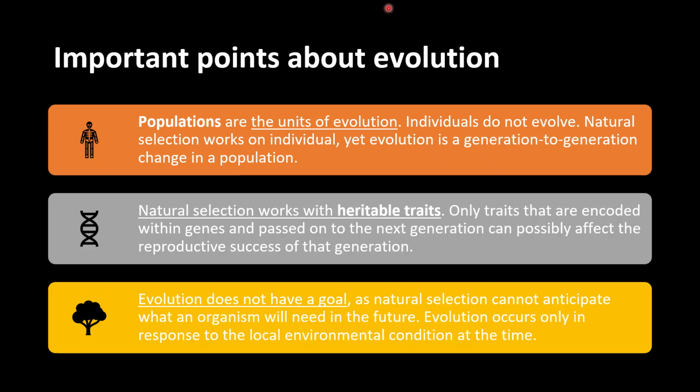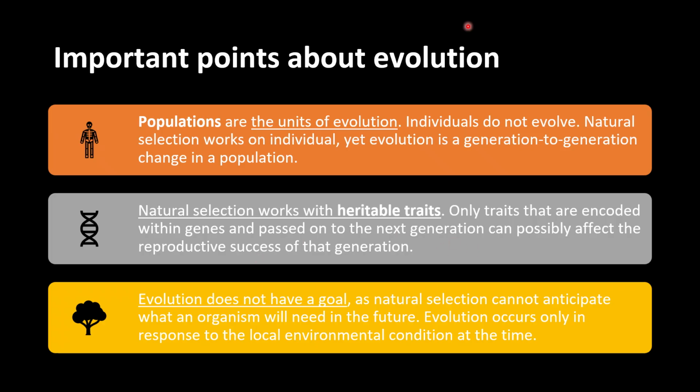Okay. So next, again, we've mentioned this, natural selection can only work on heritable traits. So only traits that are encoded by genes and can be passed on to the next generation can possibly affect the reproductive success of that generation.